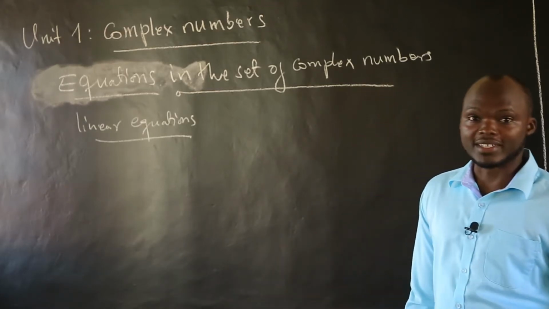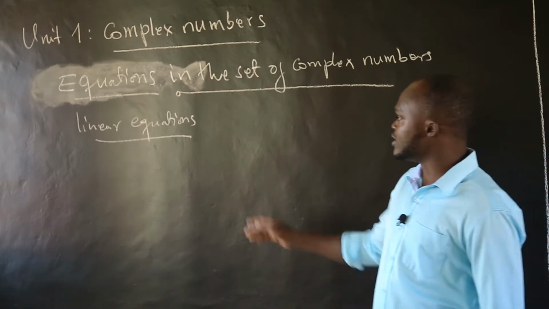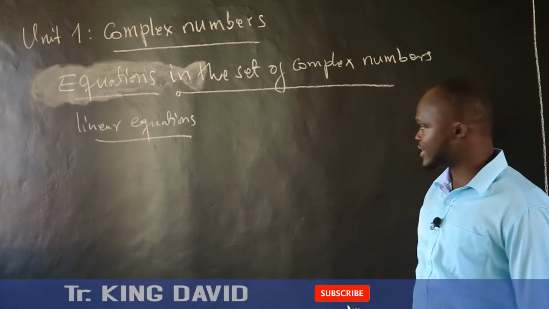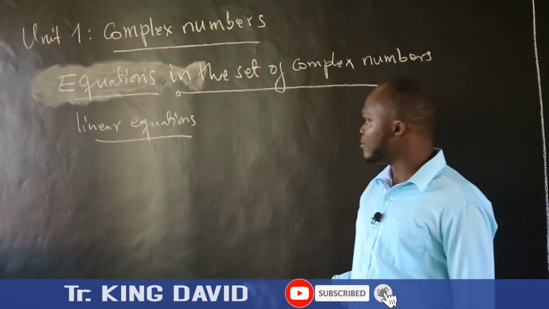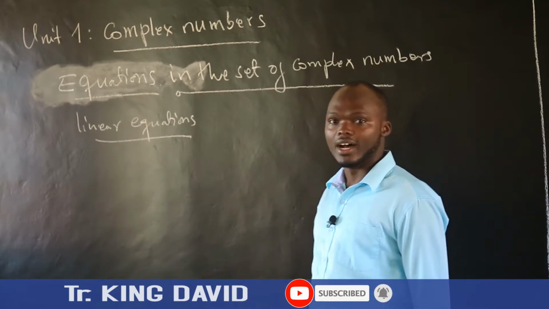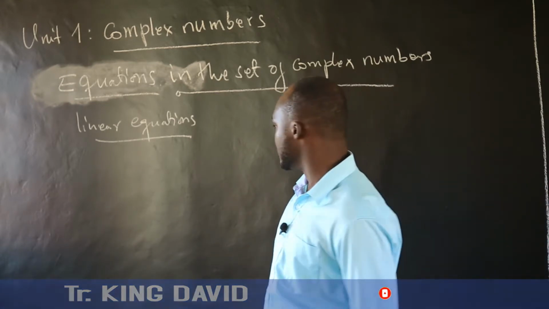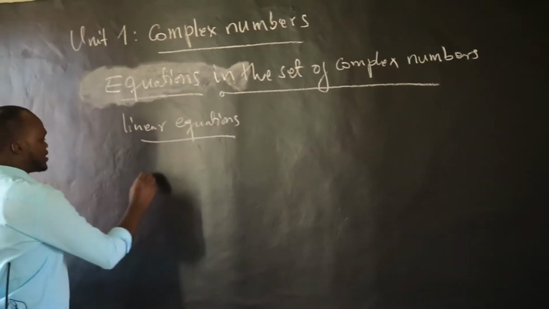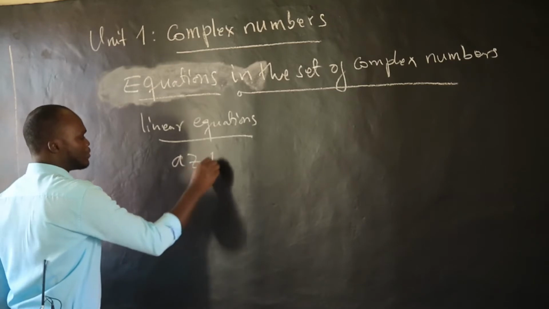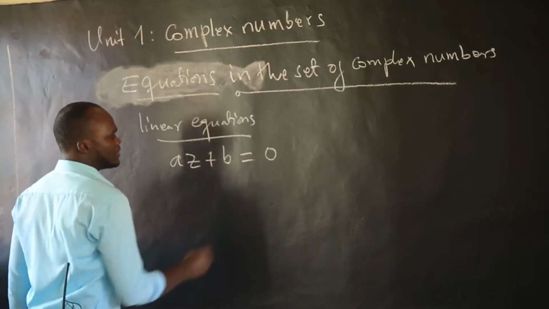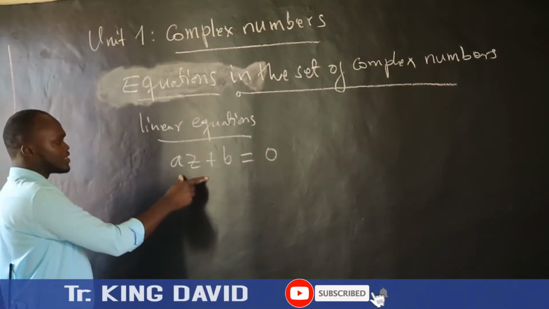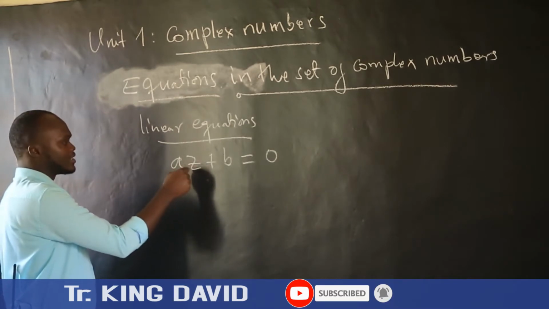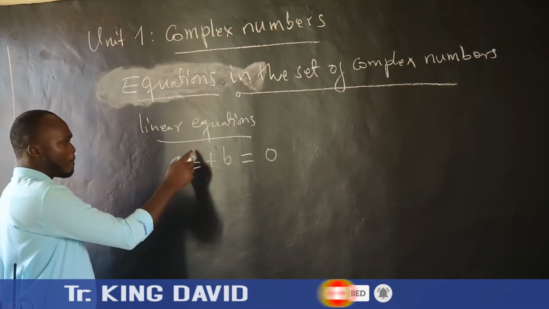We are still on complex numbers. So now we're going to see equations in the set of complex numbers. In complex numbers, there are linear equations and also quadratic equations. A linear equation is like AZ plus B equal to 0. This is a linear equation because its degree is 1, or power 1.